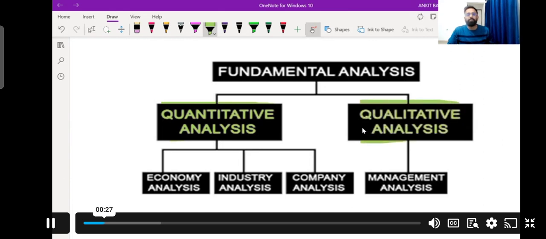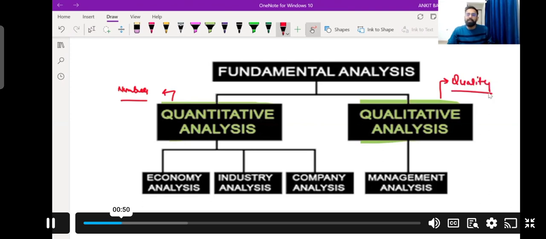If I talk about quantitative analysis, in quantitative analysis we analyze the numbers of the company, that is, how the company is performing. In qualitative analysis we check the quality of the organization. How we will check the quality of the organization, we will discuss in detail.